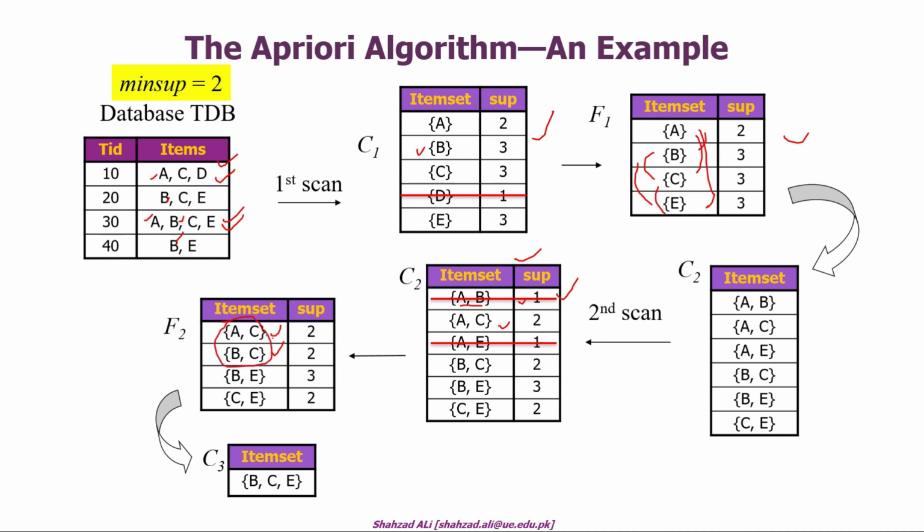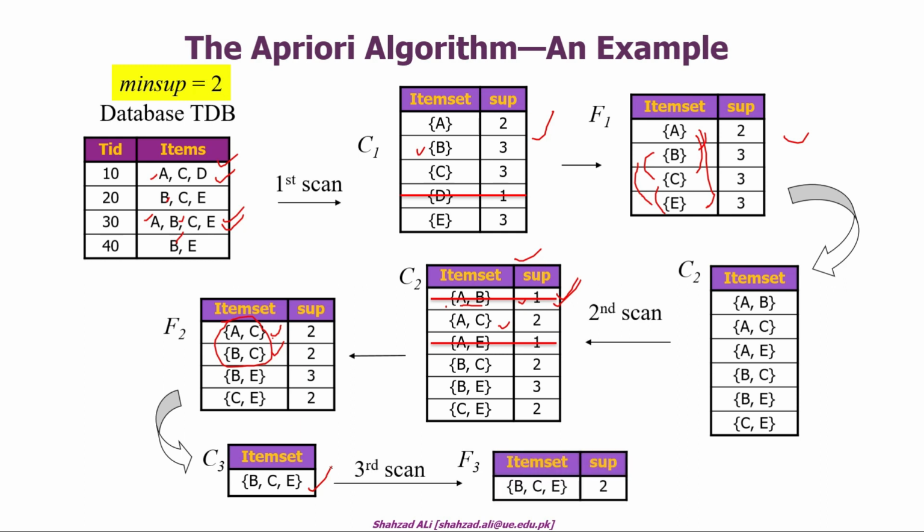So when we look into the candidate item set of length 2, we see that AB is removed as an infrequent item set. So that's why we cannot consider its superset as frequent. So that's why it is removed. Similarly others. So we only get BCE as the candidate item set of length 3.